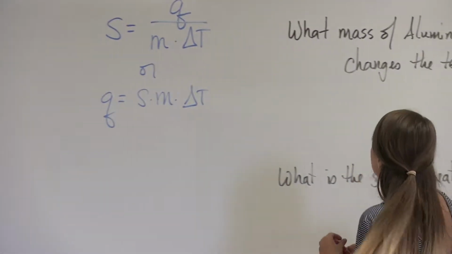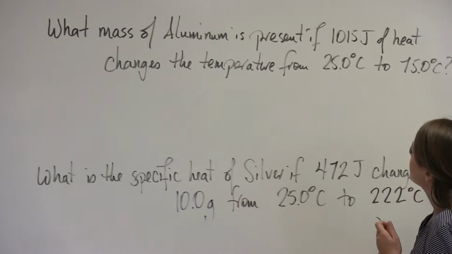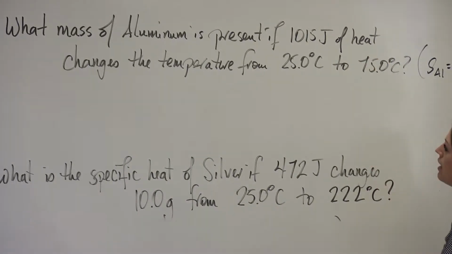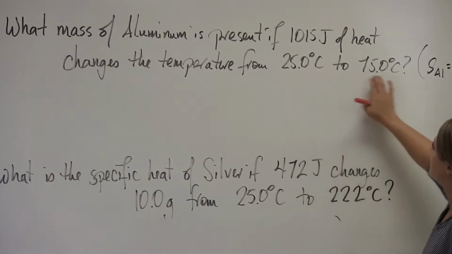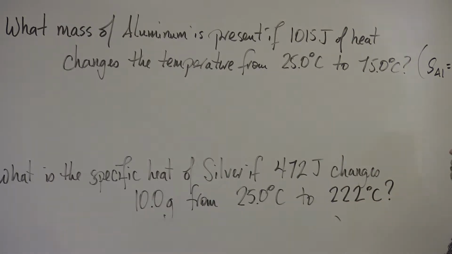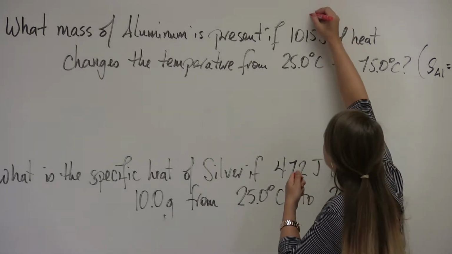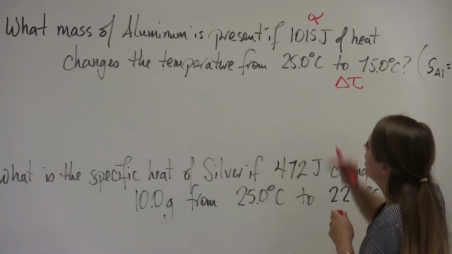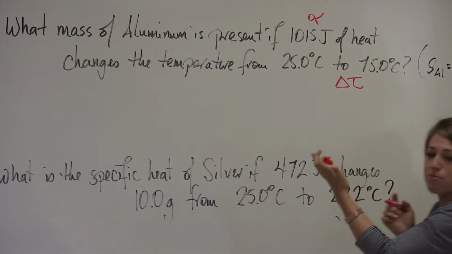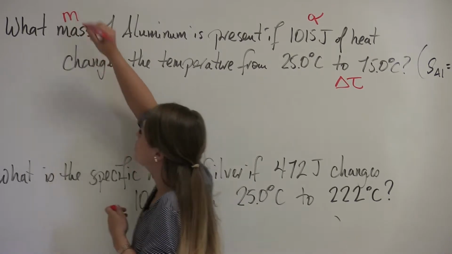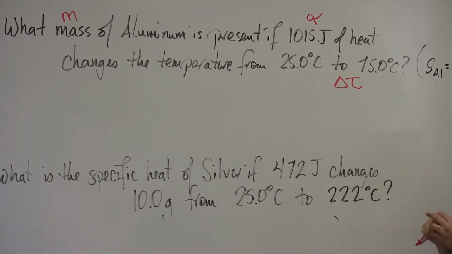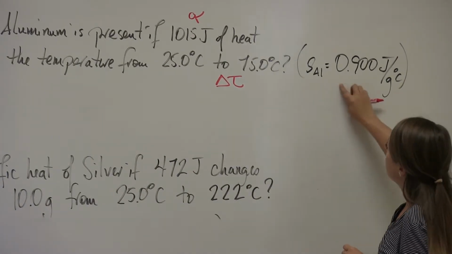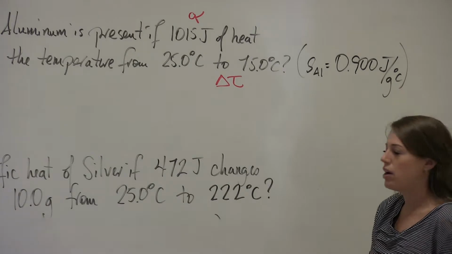So let's look at a problem here. What mass of aluminum is present if 1015 joules of heat, so that's how much energy we had to put in, changes the temperature from 25 to 75 degrees Celsius? Here I've given you Q, and I've given you two temperatures, so this is our delta T. I'm asking for mass, so this is our m. The only other thing we're missing is specific heat, which has to be given to you if I'm asking for mass. Here the specific heat of aluminum is 0.900 joules divided by grams degrees Celsius.